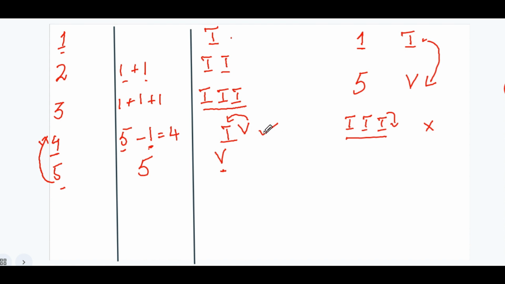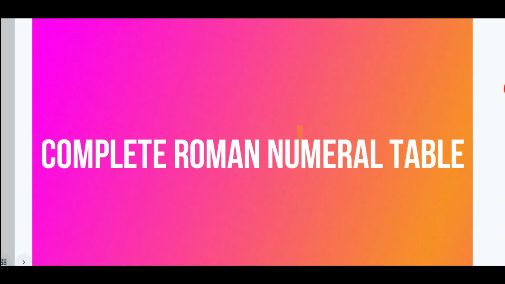Do you understand how I did it? Okay, once more I tell you, look, 5 is equal to V. To get your 4, you have to take away 1 from 5. That means you have to go back. How many times? 1 time. So I'm writing here 1 in Roman numerals, it is I. So IV is your 4.